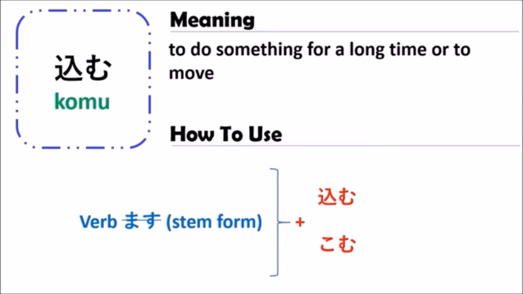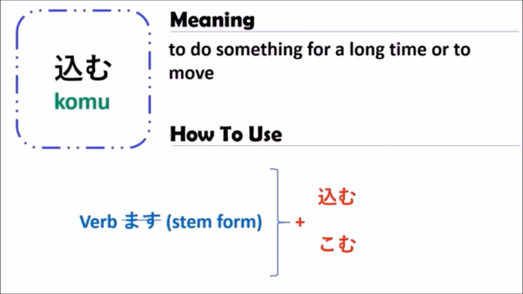In Japanese, you can write komu in kanji, or only in hiragana. It has the same meaning, so don't be confused when you see komu in kanji or komu in hiragana. It just means to do something for a long time or to move. If we just say komu means to do something for a long time or move, it's true that we really don't understand how to use it.